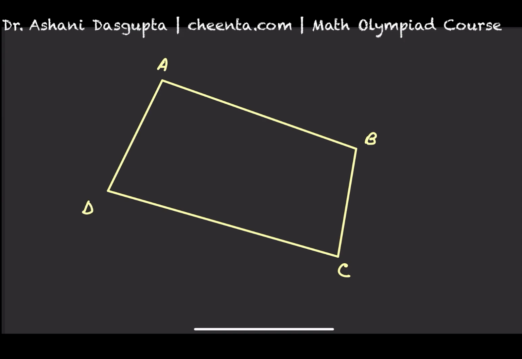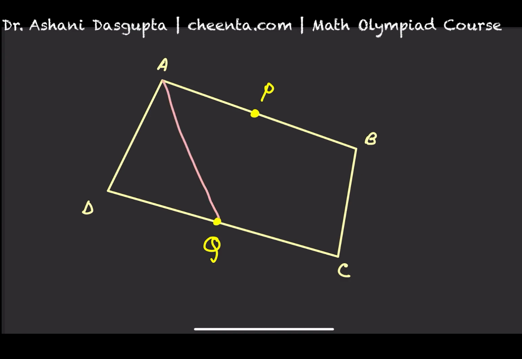Now let's mark the midpoints of the opposite sides P and Q. So P is the midpoint of AB, Q is the midpoint of CD. We can use P and Q to split the quadrilateral into two equal parts.